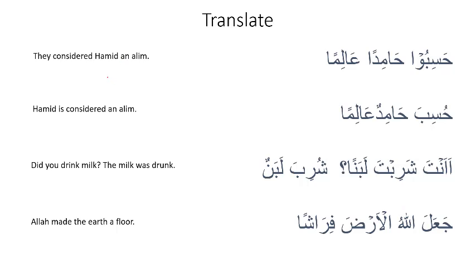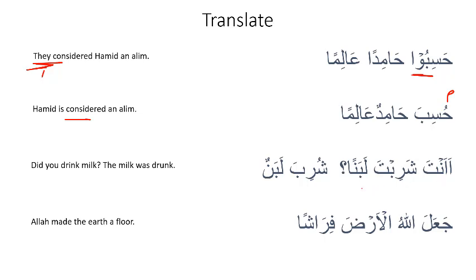Hopefully this is what you got. The first one is they considered Hamid an alim. This is they because we have plural over here, and this is also active. So we have the subject, which is they. Next we have Husiba Hamidun aliman. We saw this before. Hamid is considered an alim. This is passive, therefore we don't have a subject.